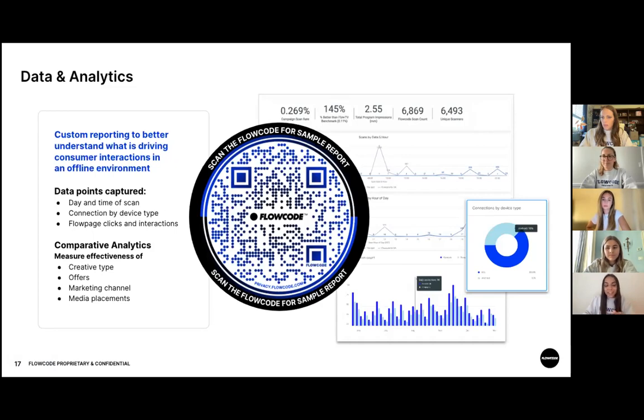And if data and analytics is even more important to you, I really encourage you to scan this Flowcode. This will unlock a preview of our full reporting dashboard that we offer with our Pro Flex and Enterprise plans, if that is something that's interesting to you. It will show you the drill down data, even by geolocation, so you can really see where scanners are engaging with your content as well.